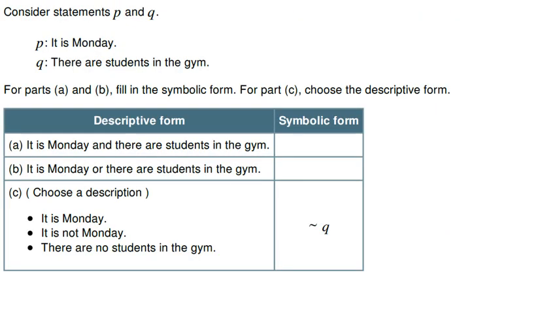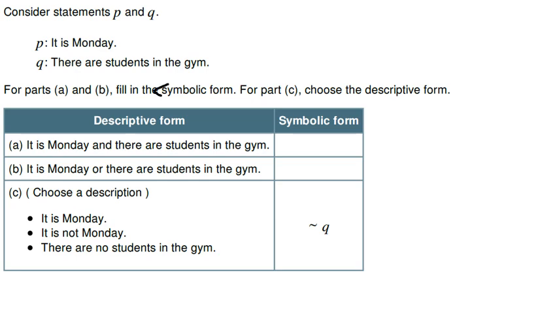Okay, in this particular problem, we're given two simple statements. It is Monday, which is going to be represented by the lowercase letter p. There are students in the gym, which is going to be represented by the lowercase letter q. Now, we want to write out the symbolic form of the given statements below. Okay? So for A, we want to take it is Monday and there are students in the gym and write that in its symbolic form.